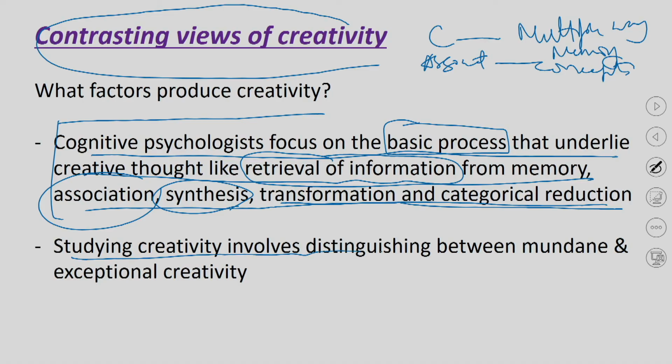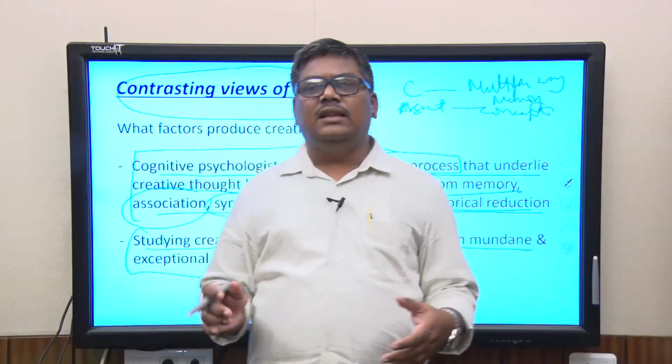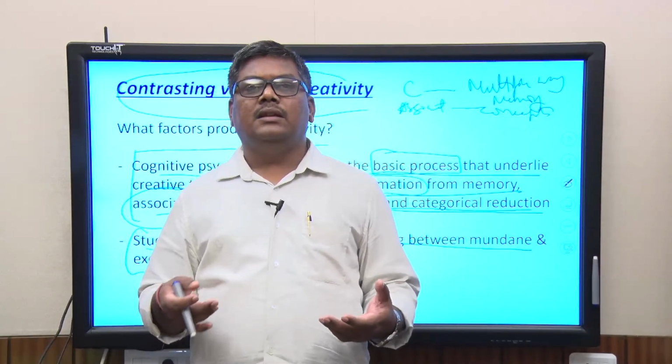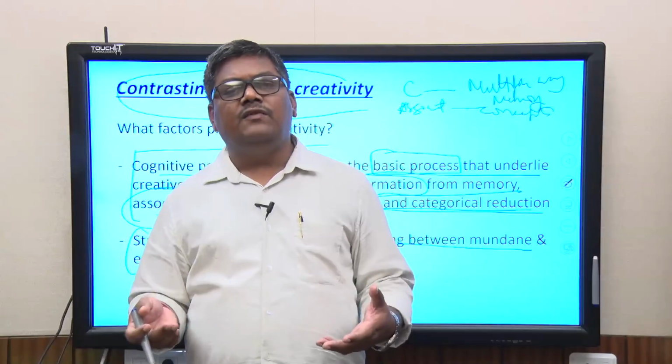So, studying creativity involves distinguishing between mundane and exceptional creativity. Creativity is of two types. One is called mundane creativity. The very idea that you take a spoon and use the lever of the spoon to open a jar or a tin can is not actually creativity. So, there are two kinds of creativity. One is called mundane creativity, which solves your everyday problem, coming up with the jugaad, as it is said. That is one form of creativity.